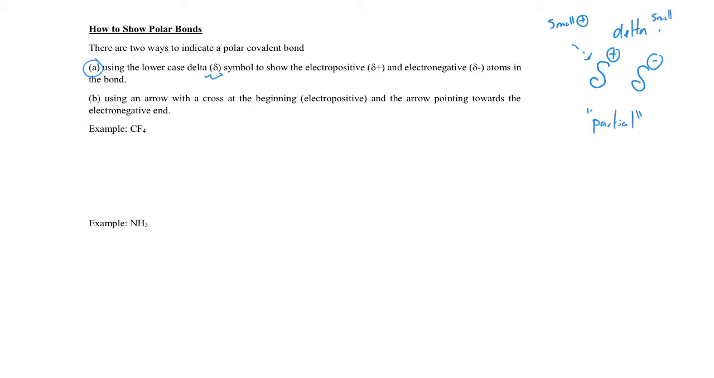So the way we use these delta symbols to show a polar bond, imagine back to the situation I showed on the previous page where we have A bonded to B and B is more electronegative than A. In that case, we had more electron density around B than A. So there are more electrons around B, making it a little more negatively charged than A, which has less electron density and therefore is a little more positive than B.